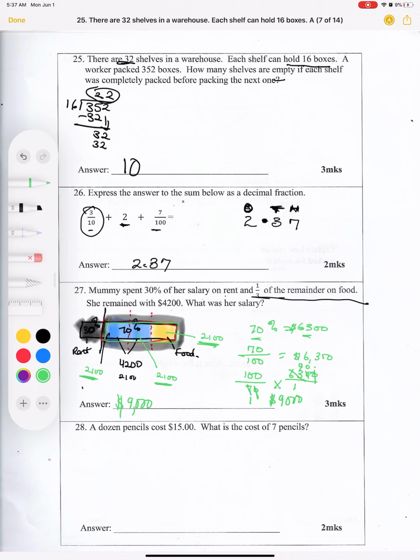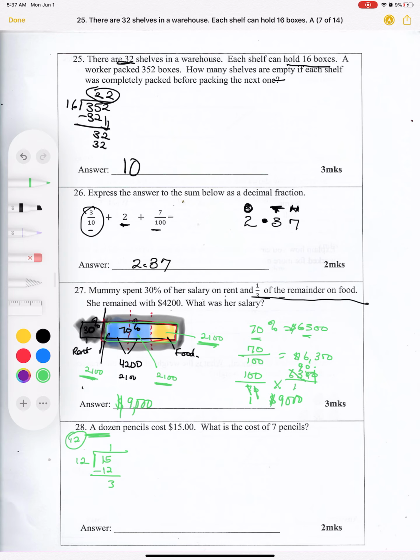A dozen pencils cost $15. What is the cost of 7 pencils? So we divide the $15 by the dozen. How much is a dozen? 12. If you didn't know that, you couldn't answer. 12 into 15 is 1, 1 times 12 is 12. 15 take away 12 equals 3.